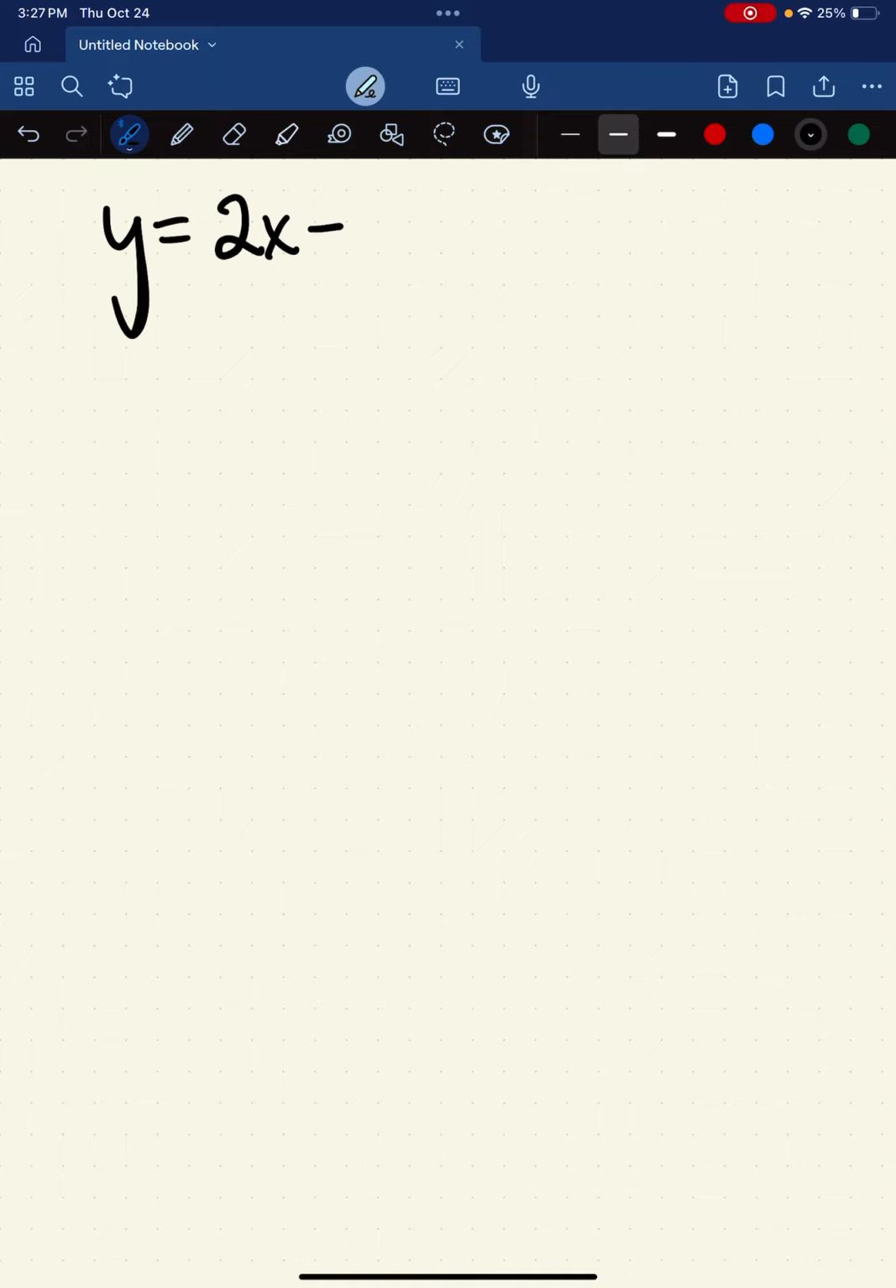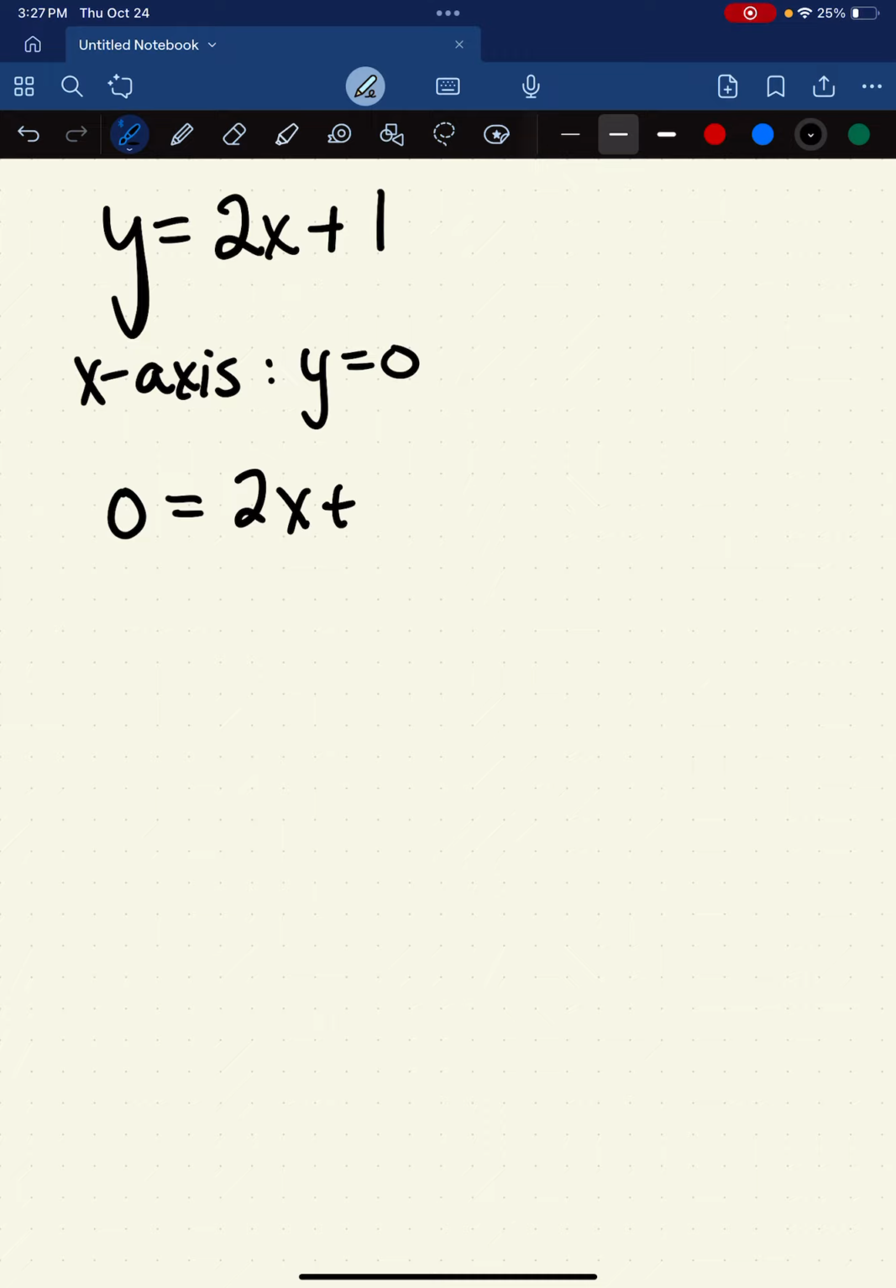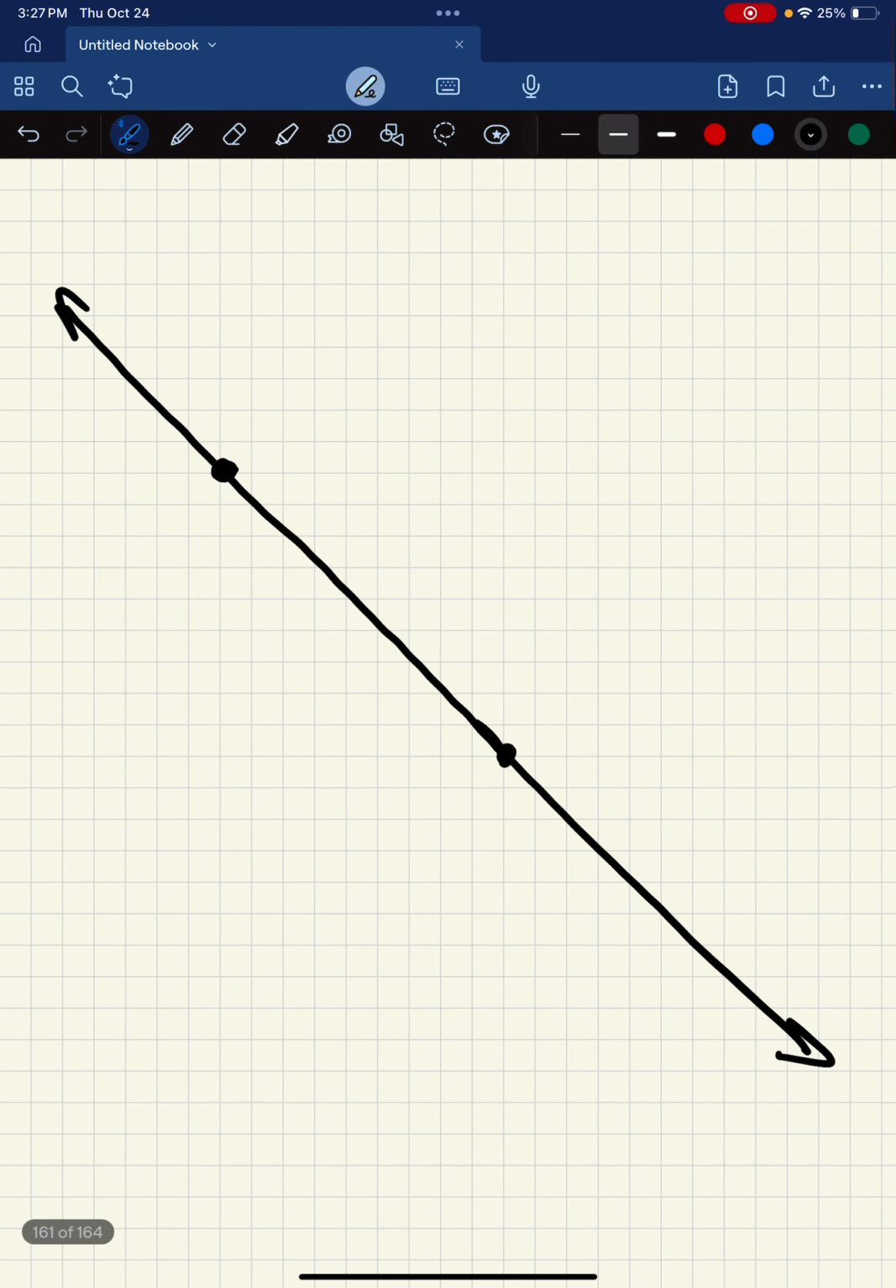So, looking at the line from last time, y equals 2x plus 1. We can find where it crosses the x-axis by letting y be equal to 0. So if y is 0, then we get 0 equals 2x plus 1. We can subtract 1 from both sides, and we can divide by 2 and get that x is negative 1/2.